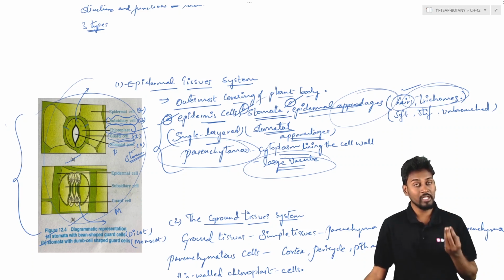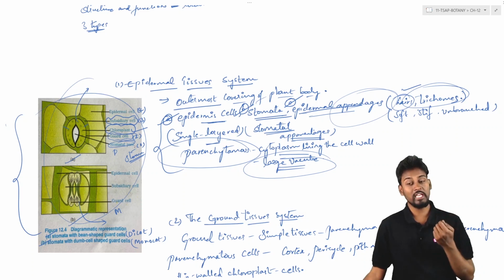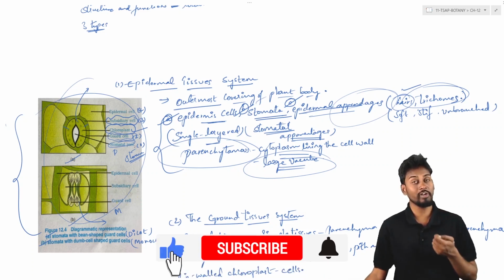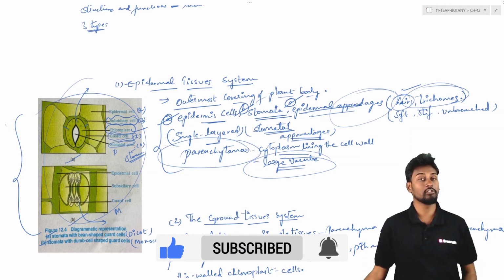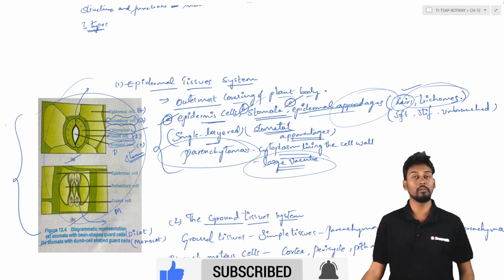So the epidermal appendages, especially the hair, that is the trichomes, are the ones which are scaly, which are shiny, and also unbranched, soft and stiff structures, which are generally involved in protecting the parts of the plant. So this is about the epidermal tissue system.